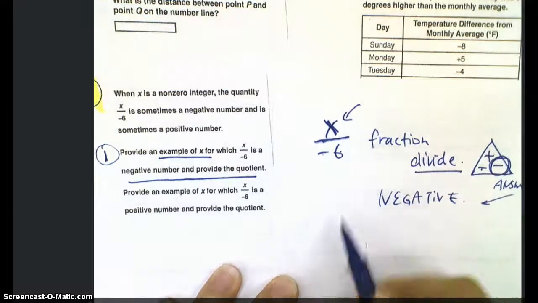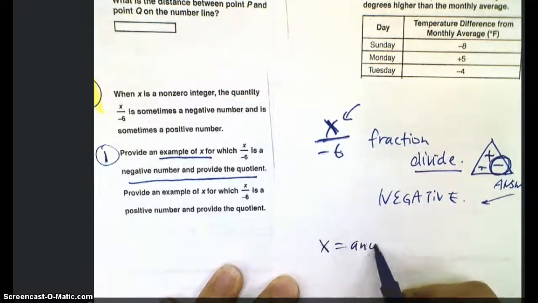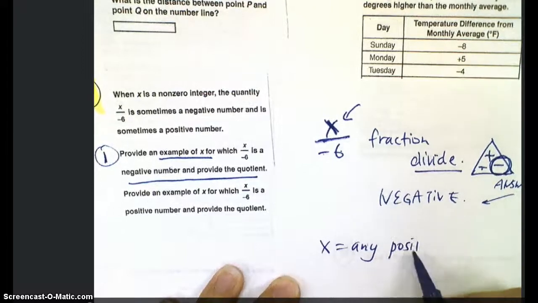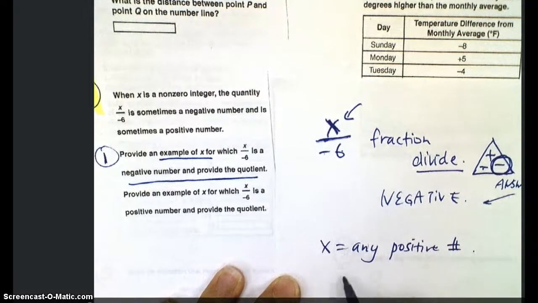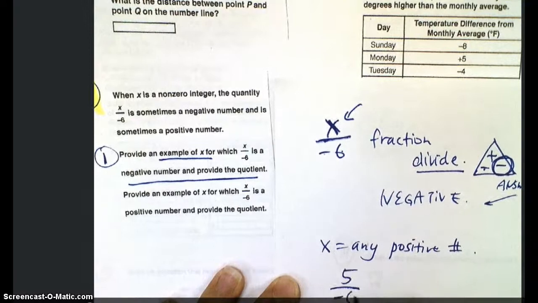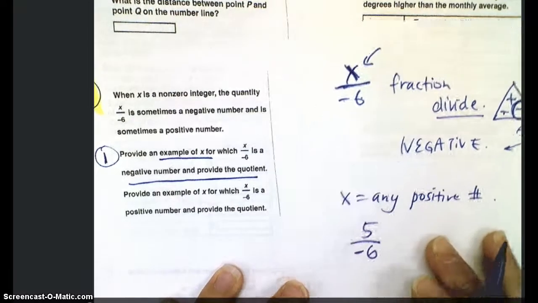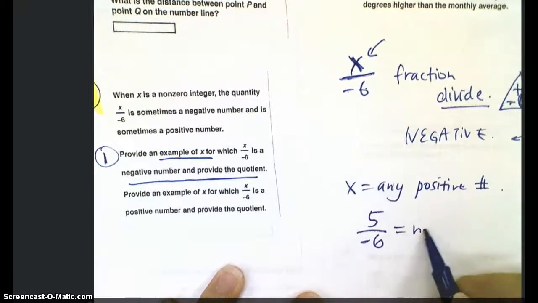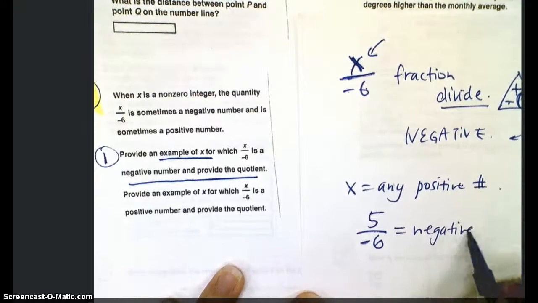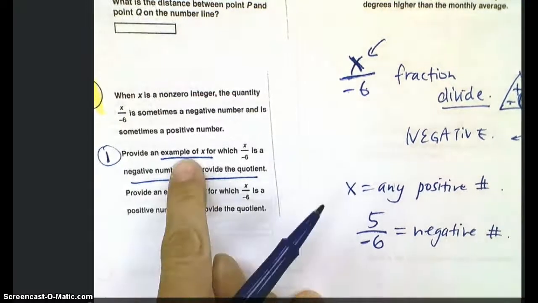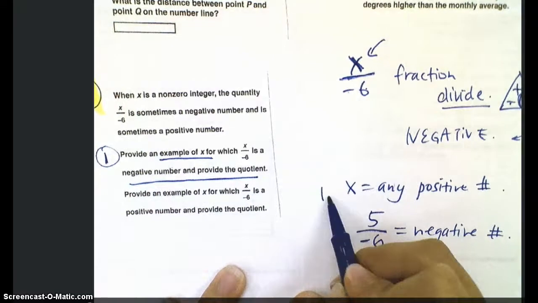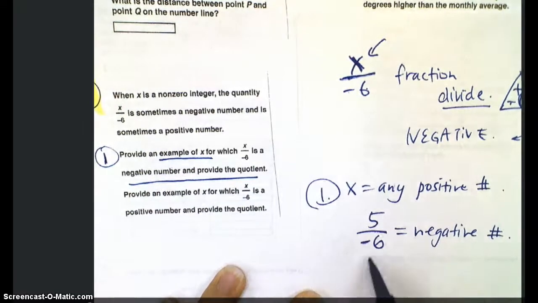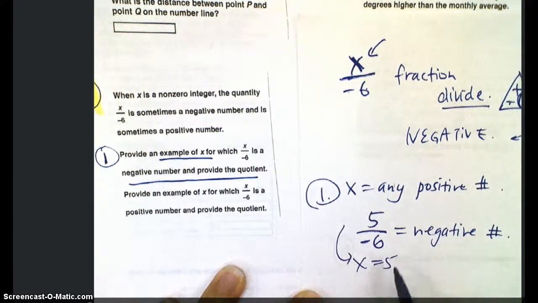So I can choose for x any positive number, so I'm going to choose maybe like 5. If I divide 5 with negative 6, then I will get a negative answer. And that will prove and provide, well, that's the first part, is I provided that. And I said x is 5 for my first part.